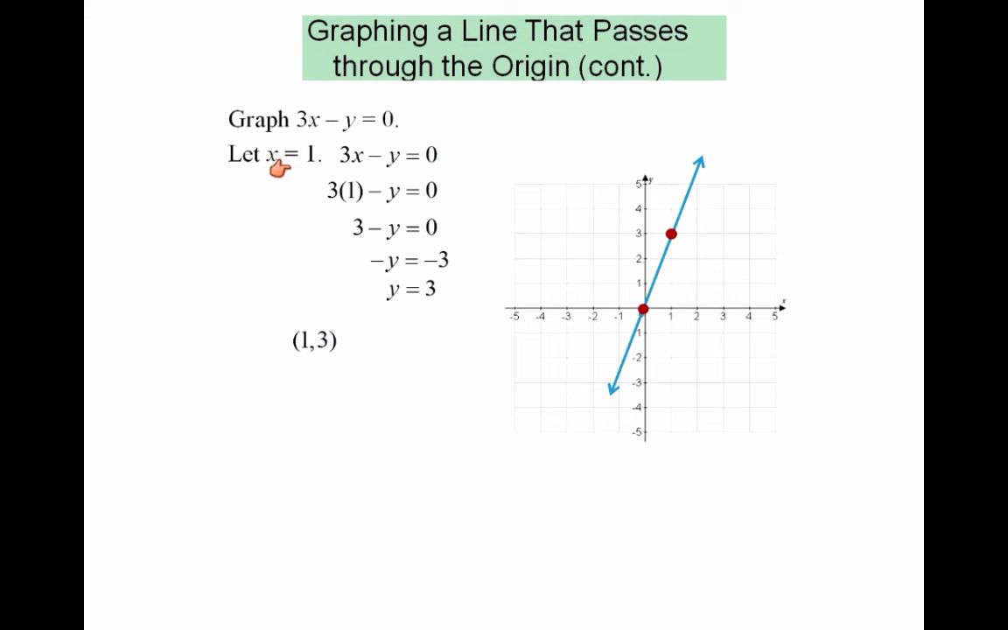Here we're going to graph 3x minus y is equal to 0. Now I need another point here because both the x and y-intercepts are 0, 0. If I let, let's say, x equal to 1 and solve for y, then I can see that y is equal to 3. So I find another point, connect them together, and that would be the graph of the line.